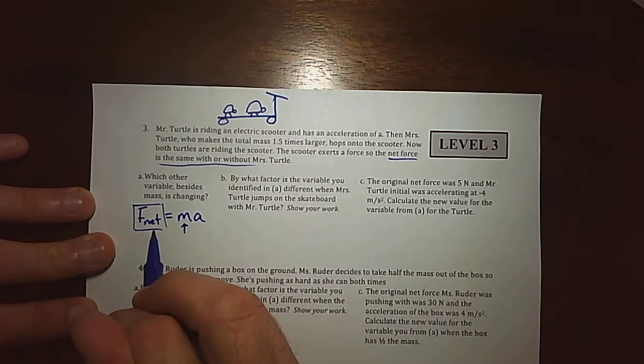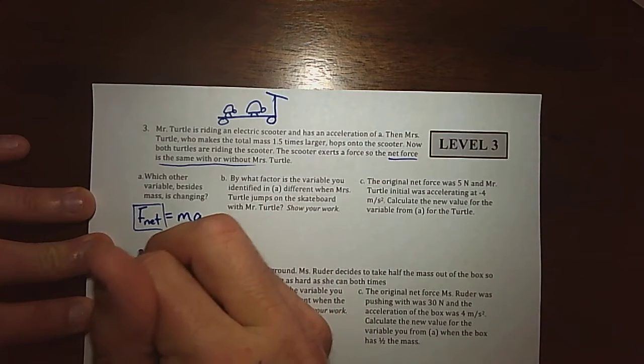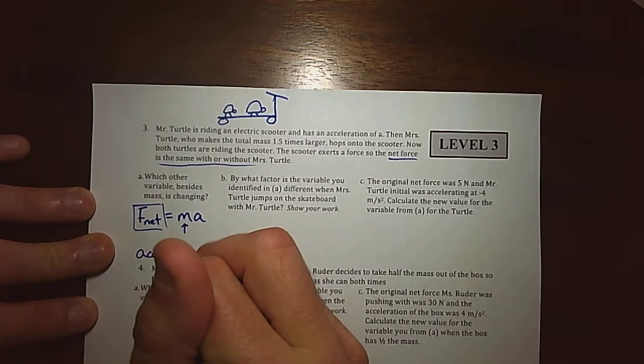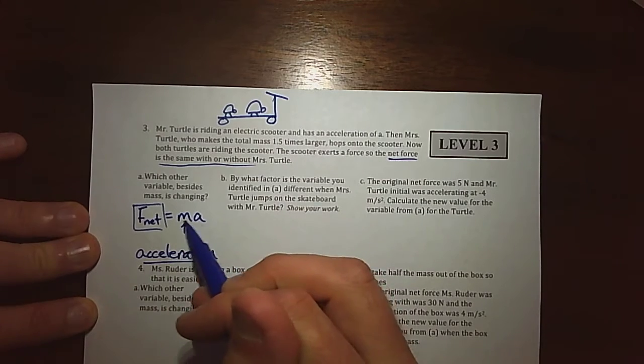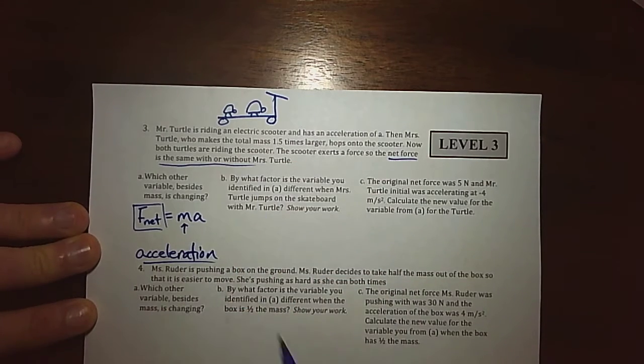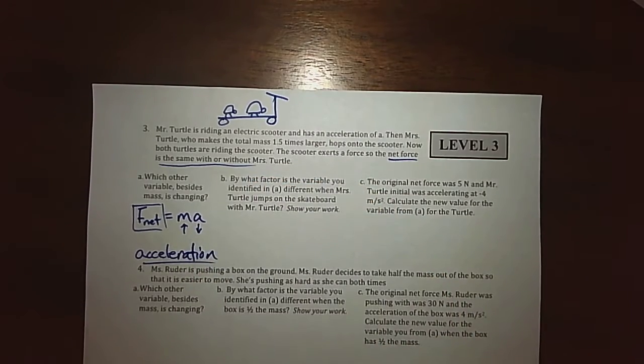So if net force stays the same, mass goes up, well then it must be acceleration that's changing. So I'm going to write acceleration. Now I'm also thinking about this: since these variables are inversely related, since they're on opposite sides of the equation, if my mass goes up, well then my acceleration must be going down in this case.